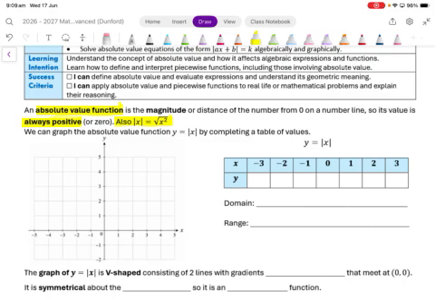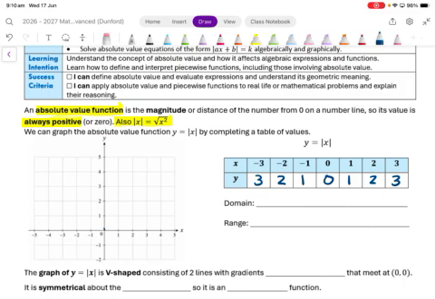So if we were to find the absolute value of -3, we would get +3. The absolute value of -2 is +2. The absolute value of -1 is 1, absolute value of 0 is 0, absolute value of 1 is 1, absolute value of 2 is 2, and absolute value of 3 is 3.